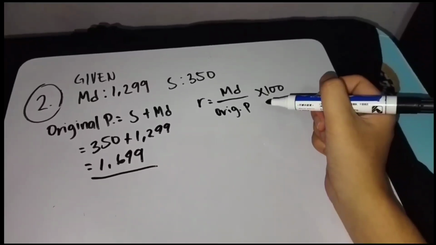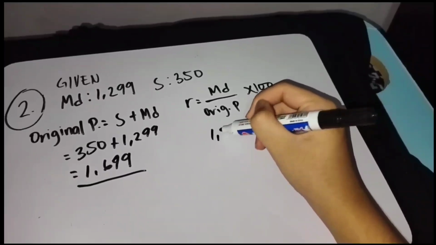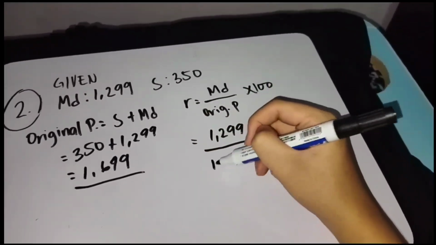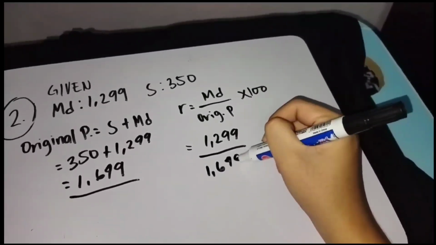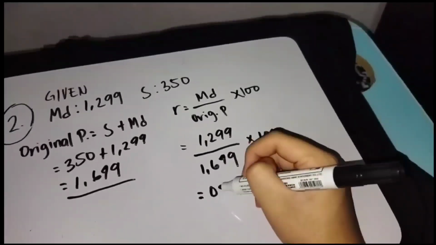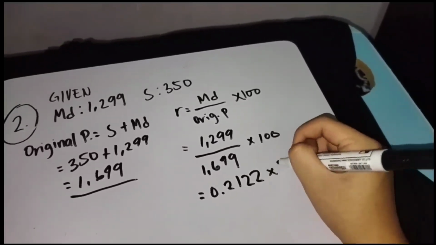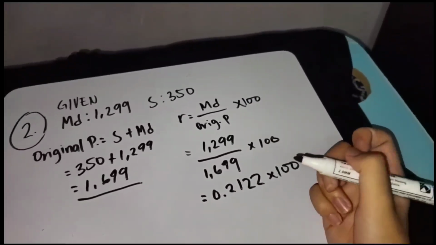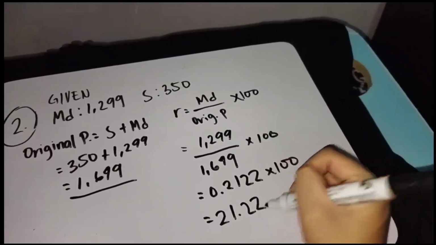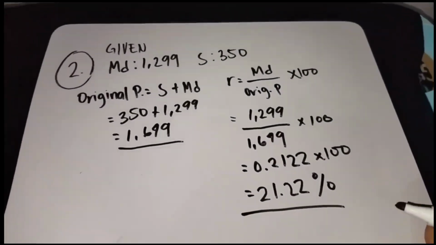So, pwede natin ilagay yan. And for our rate, our markdown, that is 1,299 divided by our original price, that is 1,649 times 100. Ang kakalabasan ay 0.2122 times 100. At ang sagot natin ay 21.22%. That is now our rate and kompleto na yung table natin.